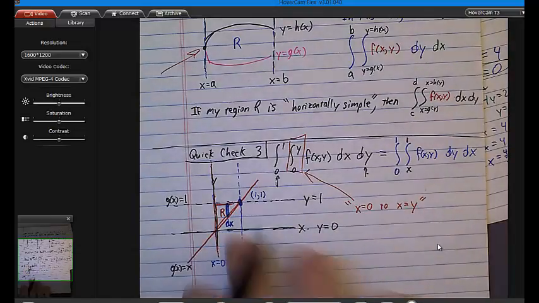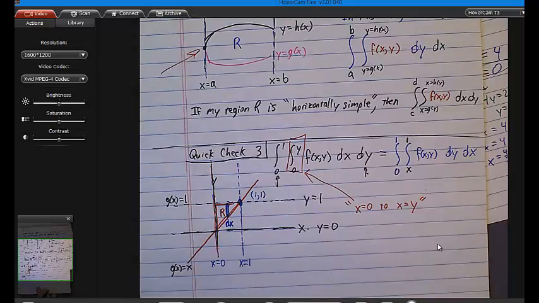I think it's a great quick check. I think this is the skill that's new. The other stuff, not so bad. So I'm glad they're having you practice this.